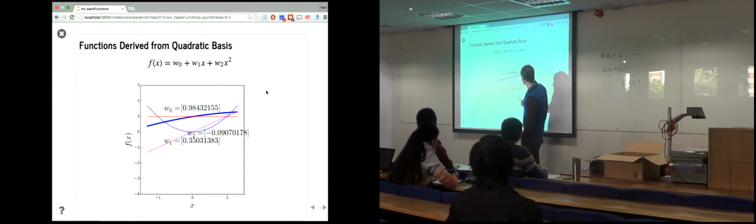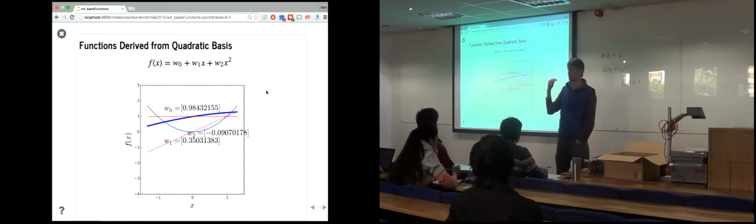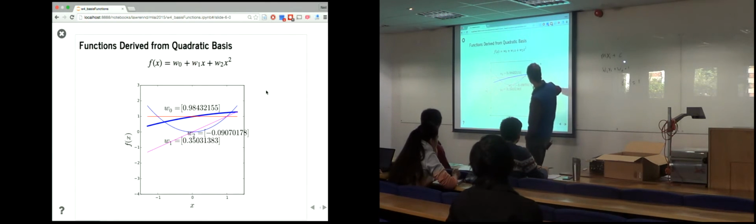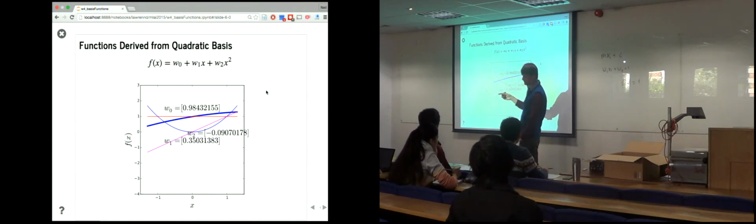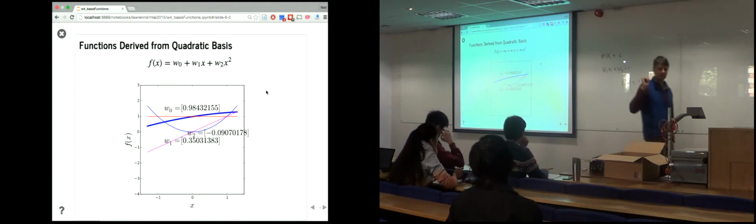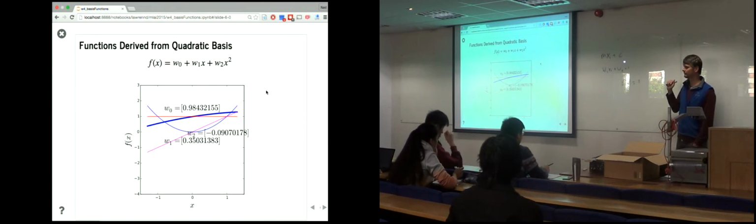But actually, W2 is the curvature. If you take the second derivative, you'll find that the second derivative is W2. So it's got a slightly negative curvature. So it's a rising function because W1 is slightly positive. It's offset from 0 because W0 is positive. Remember, a maxima has negative curvature, and a minima has positive curvature. So this is slightly negative curvature. So that's a concave function.